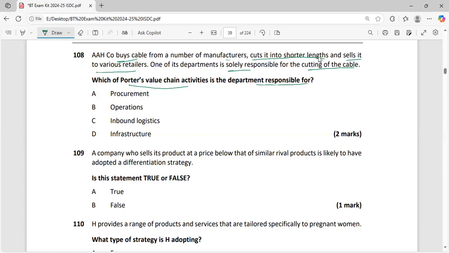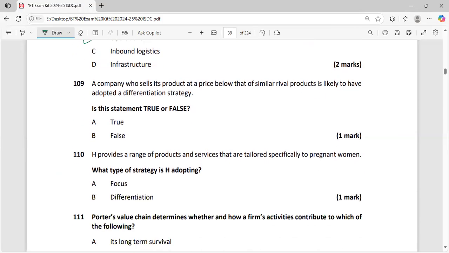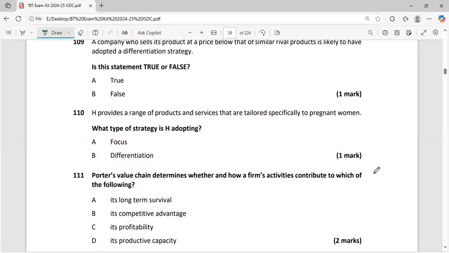Cut into short lengths, sell it to the various retailers, buy cables from there, and one of the departments is solely responsible for cutting the cable. So who is responsible for it? Operations department is responsible for it. Procurement is responsible to purchase. Inbound is responsible to bring raw material into the production process. But the operations department is the one which is performing the operational activity or process activity.